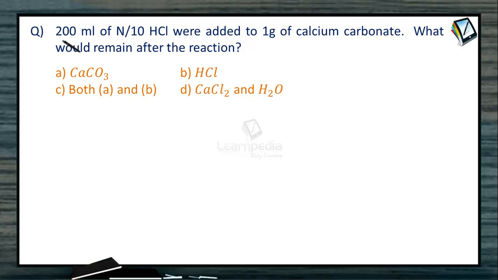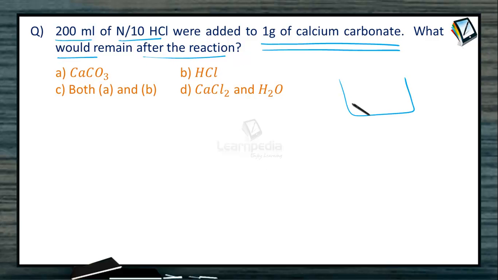Another question. 200 ml of N by 10 HCl, nothing but 1 by 10 HCl, 0.1 normal HCl, were added to 1 gram of limestone. What would remain after the completion of the reaction? So here you are taking 1 gram of limestone, calcium carbonate. To this, you are adding 200 ml of acid HCl.